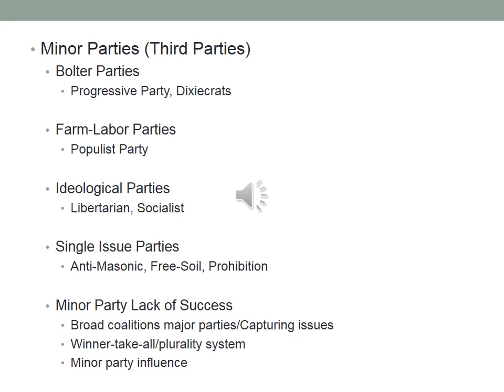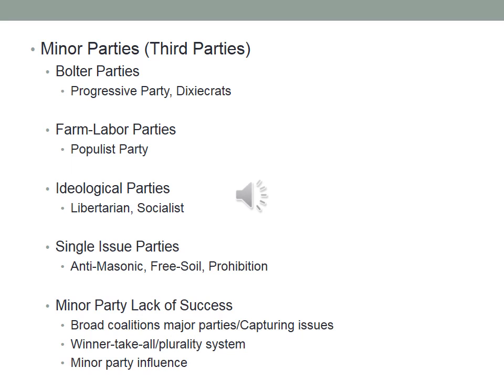Another reason for minor party lack of success is the winner take all plurality system of our elections. There's only one representative from any district, and that comes in congressional elections. All it takes is a plurality of votes to win a congressional election in the general election. You don't have to get a majority, and so generally one of the major parties is always going to get a plurality.